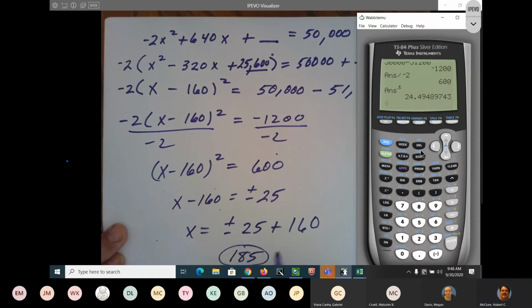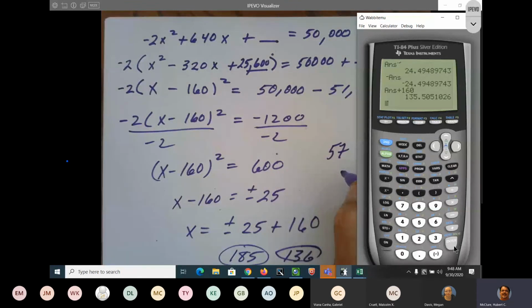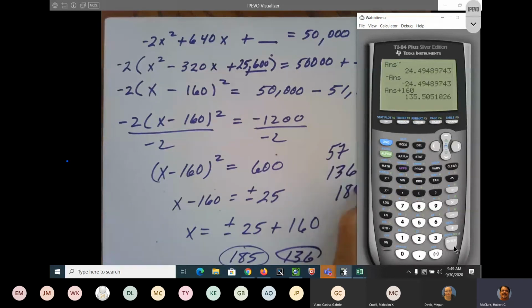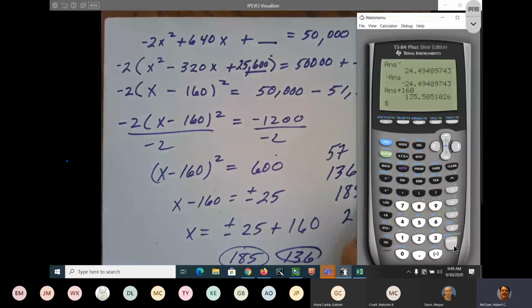And negative 25 plus 160 is 135. Okay, so my 4 possible answers are 57. I'm trying to go in order here. 136, 185, and 263.